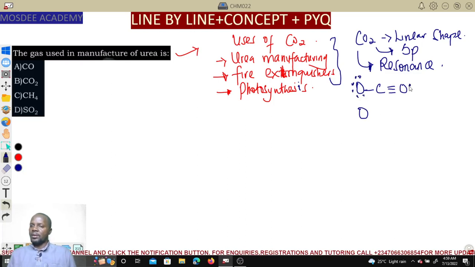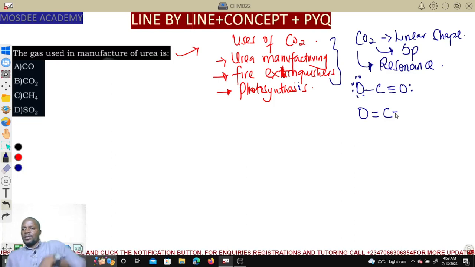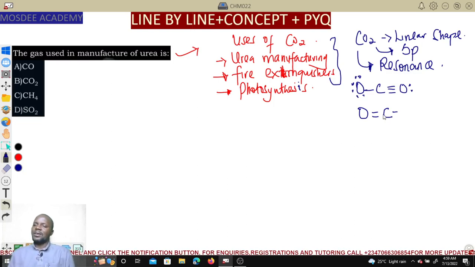Another way you can draw it is by bringing this double bond to C, and it will be the other way around. Then the other way can be this is a double bond, then this is O. That's resonance structure. It can actually be drawn in different ways, just like benzene. Remember benzene? It is the same way. In this case you interchange the position, then you have to fill your lone pairs. Drawing Lewis dot structure, if you don't know that, I'm going to teach you guys how to do that in a separate video, maybe 20 to 25 minutes.